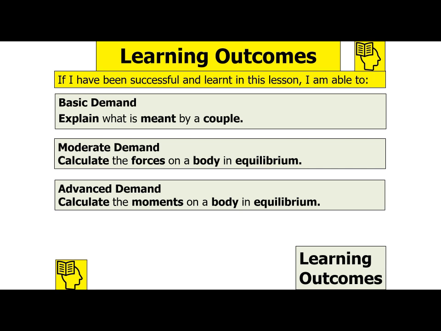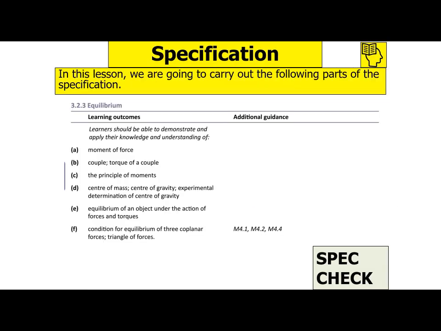So if we've been successful and we've learned in today's lesson, we should be able to explain what is meant by a couple, calculate the forces on a body in equilibrium, and then calculate the moments on a body in equilibrium. So in this lesson we're going to be looking at the following parts of the OCR A-Level Physics specification: 3.2.3 equilibrium, in particular couples and the torque of a couple.